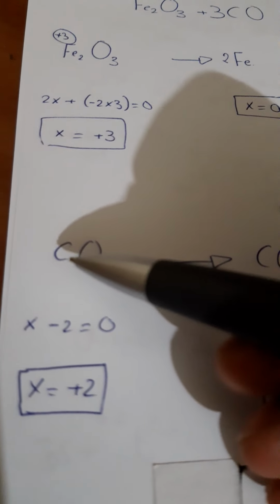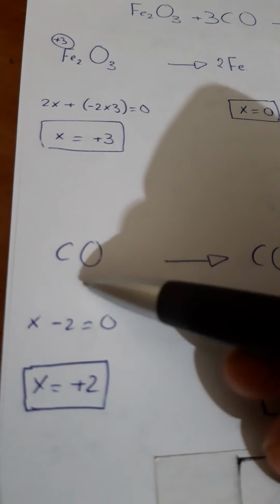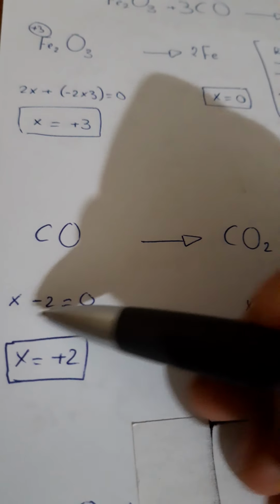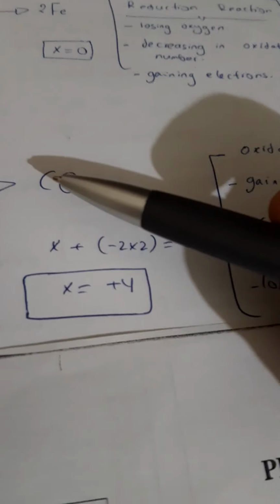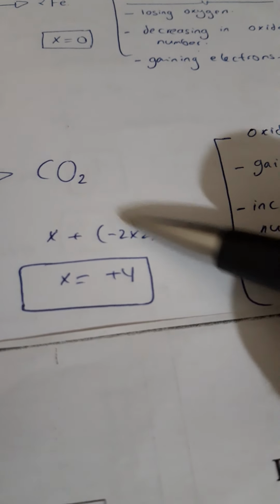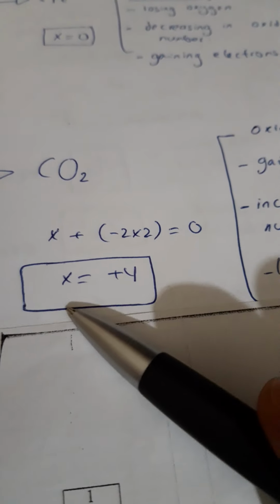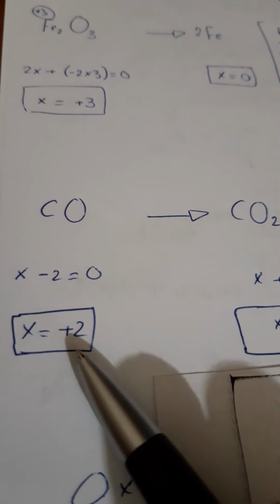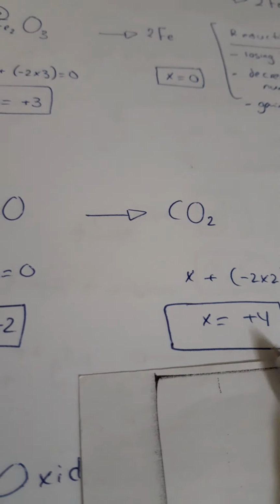But I will also do it using the oxidation numbers. The oxidation number of carbon is x, and oxygen is -2 because oxygen is in group 6. x minus 2 equals 0, then x equals positive 2. On the other half, CO2: the oxidation number of carbon is x, oxygen is minus 2, group 6, times 2 because we have 2 oxygen atoms, so the oxidation number of carbon is positive 4. So the oxidation number increases from positive 2 to positive 4.